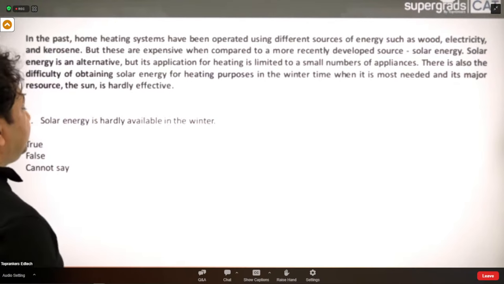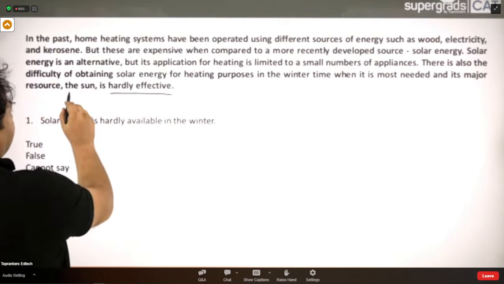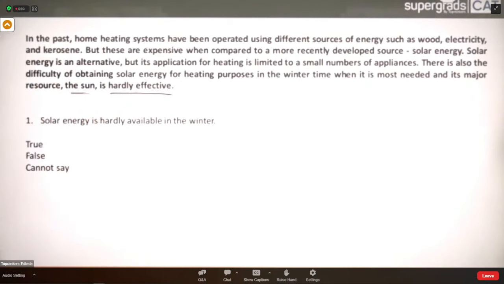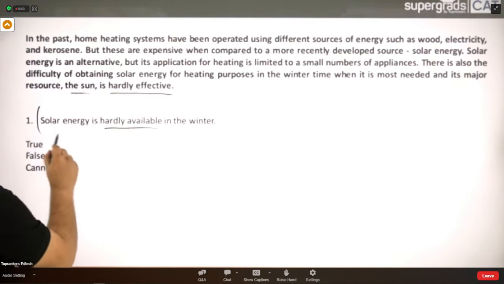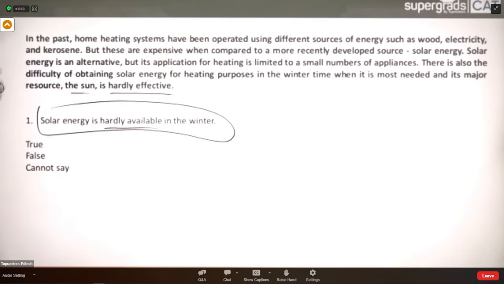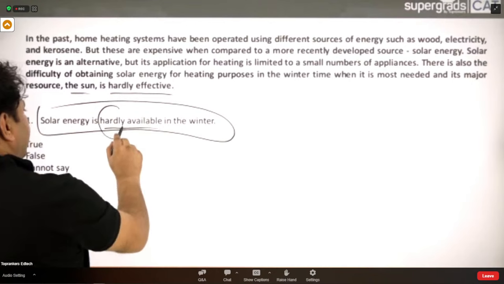See, it says, what is hardly effective? The energy that we derive from the sun. And the question talks about hardly available. This statement is something which talks about availability, not about the effectiveness. And the word hardly makes it negative.